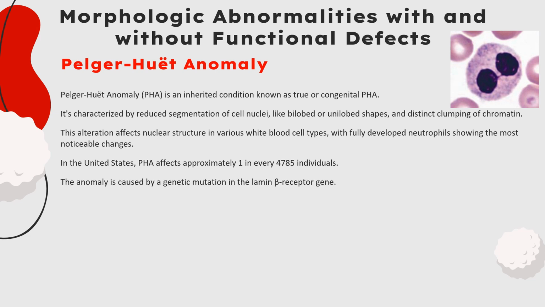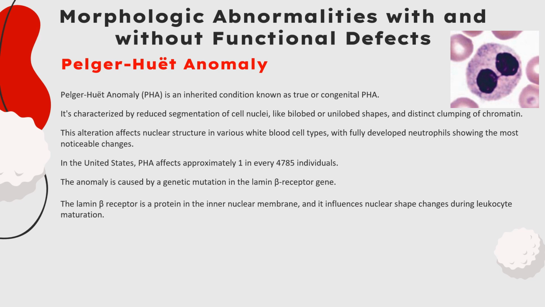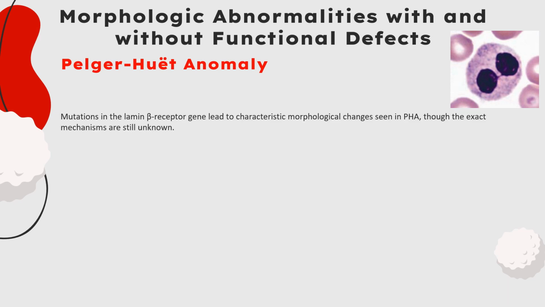So, what causes this anomaly? Well, it's all in the genes. PHA is caused by a genetic mutation in the lamin B receptor gene. The lamin B receptor is a protein found in the inner nuclear membrane, and it plays a significant role in nuclear shape changes during leukocyte maturation. Mutations in the lamin B receptor gene lead to the characteristic morphological changes seen in PHA, though the exact mechanisms are still under investigation.